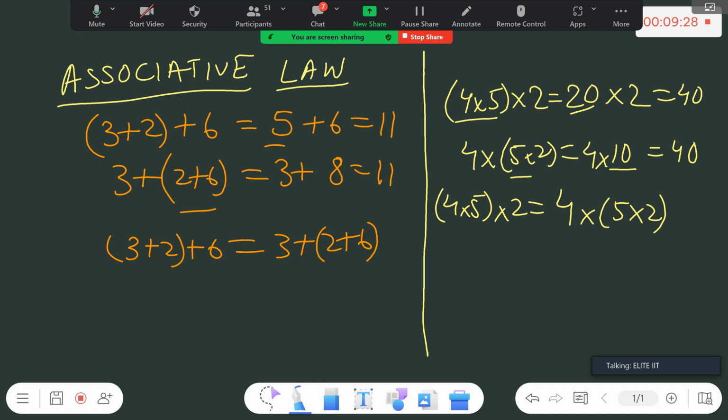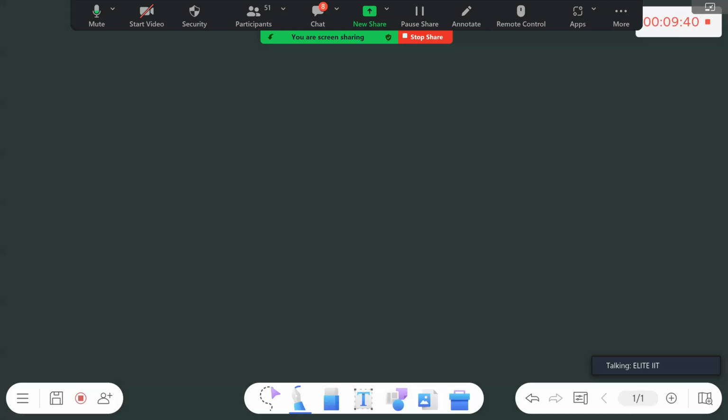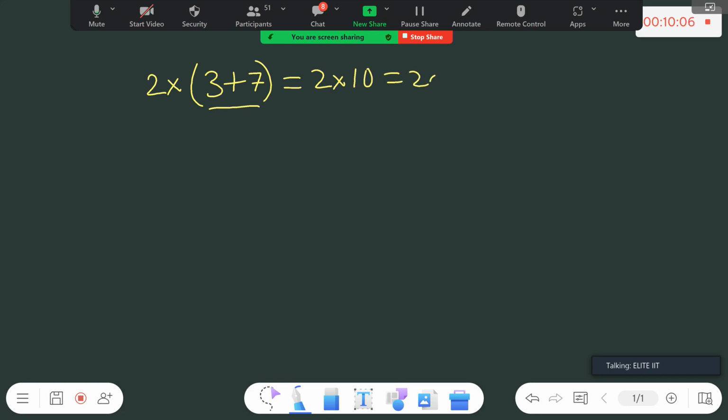Associative law. After that, distributive law. Is it clear, everyone? Very simple laws. Then distributive law. What is distributive law? With addition and multiplication we will be doing it. For example, 2 into 3 plus 7, what can we write? What is the answer actually? First we will do the bracket. 7 plus 3 is 10. 2 into 10 is 20. Now what is distributive law?